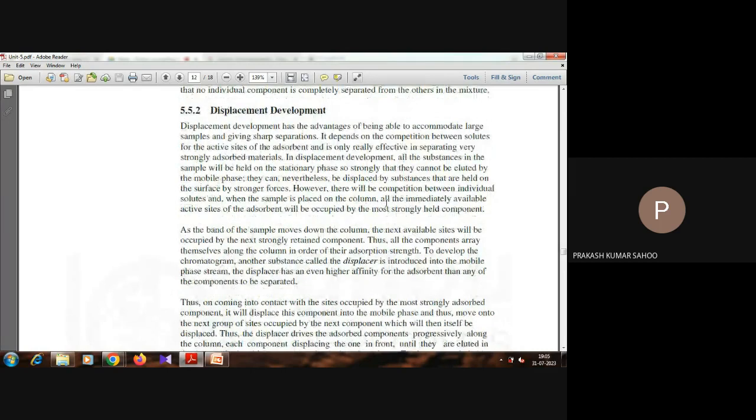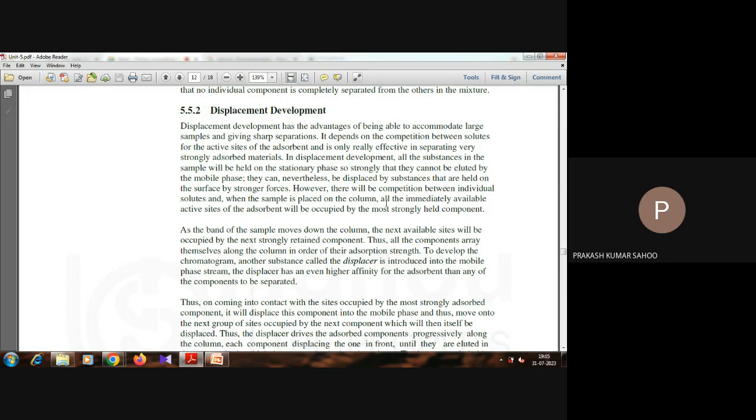Displacement development. Displacement development has the advantage of being able to accommodate large samples and giving sharp separation. It depends on the competition between solutes for the active sites of the adsorbent and is only really effective in separating very strongly adsorbed material. In displacement development, all the substances in the sample will be held on the stationary phase so strongly that they cannot be eluted by the mobile phase or the solvent we have added.